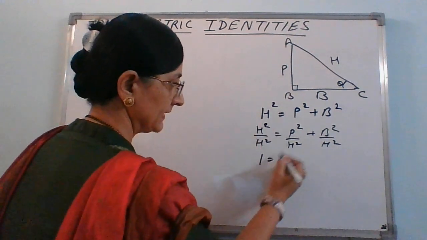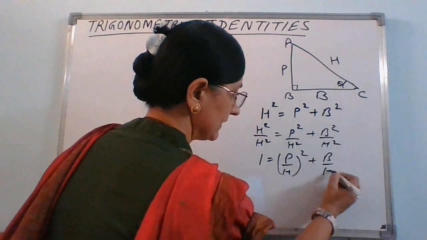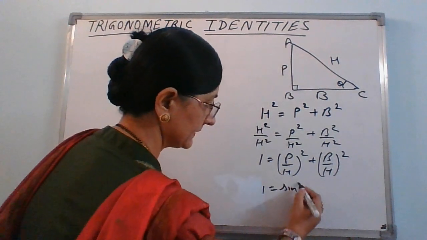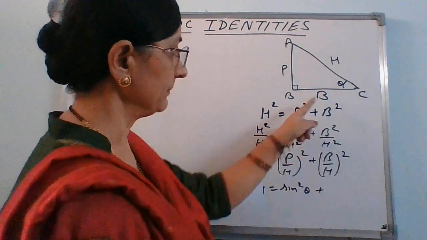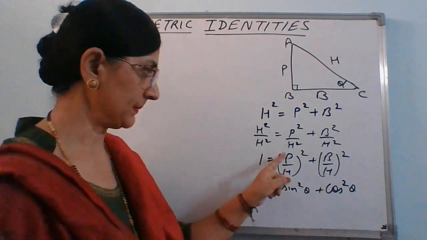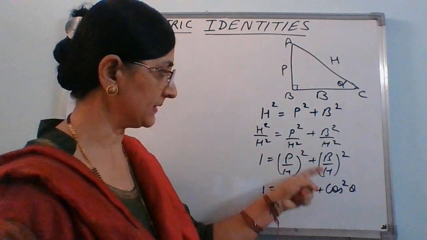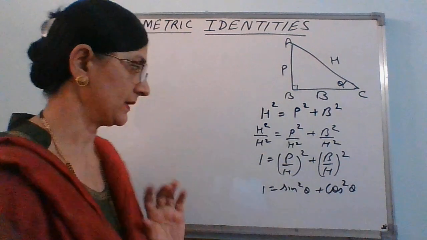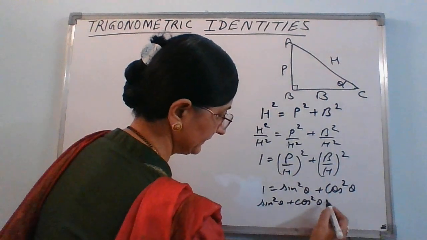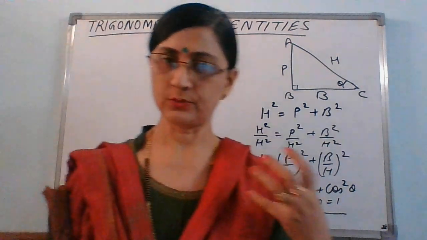This becomes here 1, and p square by h square is p by h whole square. Now, we know that perpendicular upon hypotenuse is sine theta, and base upon hypotenuse is cos theta. Since there is a square outside, it becomes sine square theta and cos square theta. So we have converted p by h and b by h to sine and cos, and this is one identity: sine square theta plus cos square theta is equal to 1. We have derived one identity, the identity having sine square and cos square.